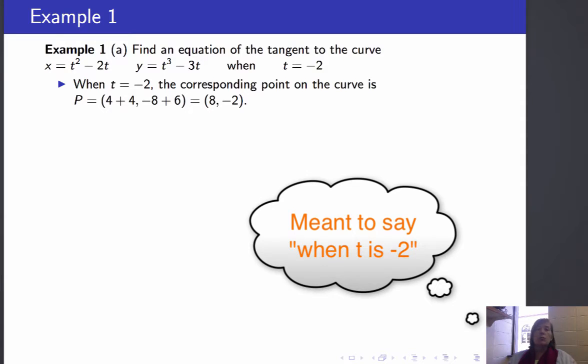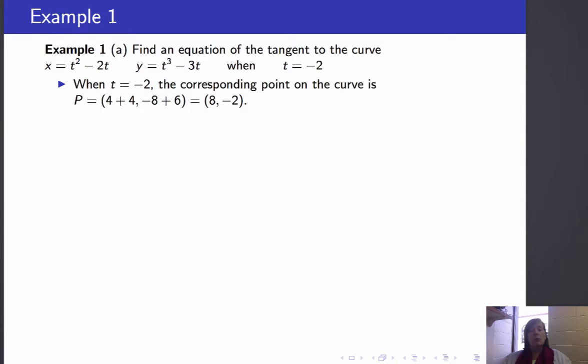We need a point on the curve and the slope of the tangent, which is dy/dx. So when t is minus 2, the corresponding point on the curve is the point P with x value 4 plus 4, that's t squared minus 2t, and y value minus 8 plus 6, and that's t cubed minus 3t. So the corresponding point on the curve is at x equals 8, y equals minus 2.